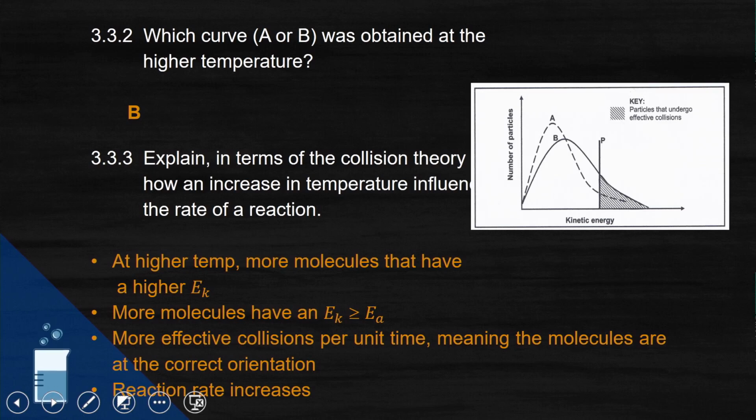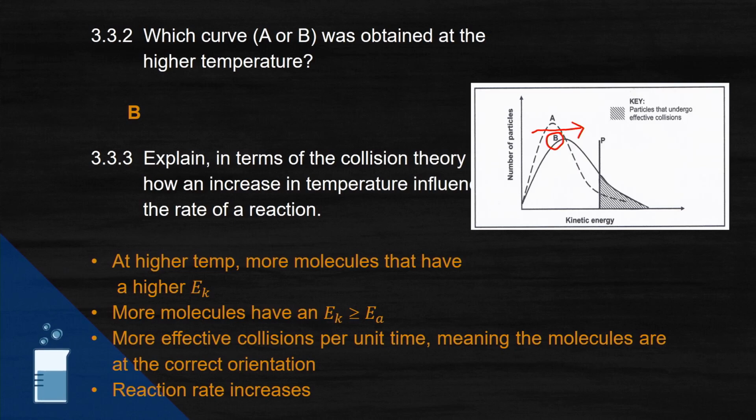So which curve then, A or B, was obtained at the higher temperature? With the Maxwell-Boltzmann, we know that if the temperature increases, that whole curve is going to shift to the right-hand side, showing that there are more particles that have sufficient kinetic energy. So curve B is the one at the higher temperature.